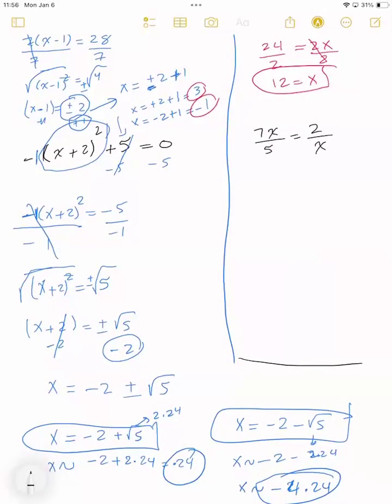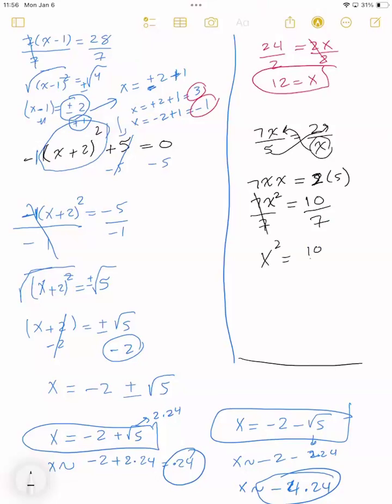Now I want to solve this one. Again, I'm allowed to multiply x by that x and 5 by 2 and get rid of the denominators. This gives me 7x to the power 2. 2 times 5 is 10. I have 1 x term, so I want to isolate it. I divide by 7. I get x squared is 10 over 7.